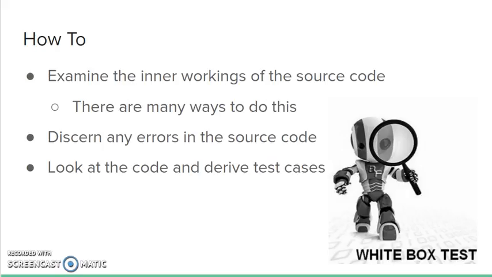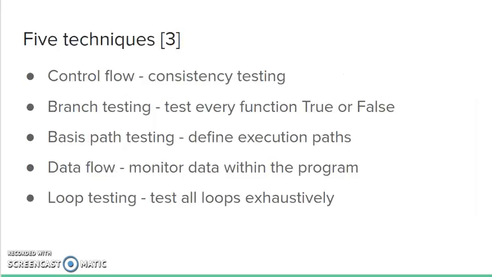What you do is look at the code and derive test cases. These test cases will be individually tailored to the problem at hand and will be different every time. Five of these basic techniques to do white box testing include control flow, branch testing, basis path testing, data flow, and loop testing.